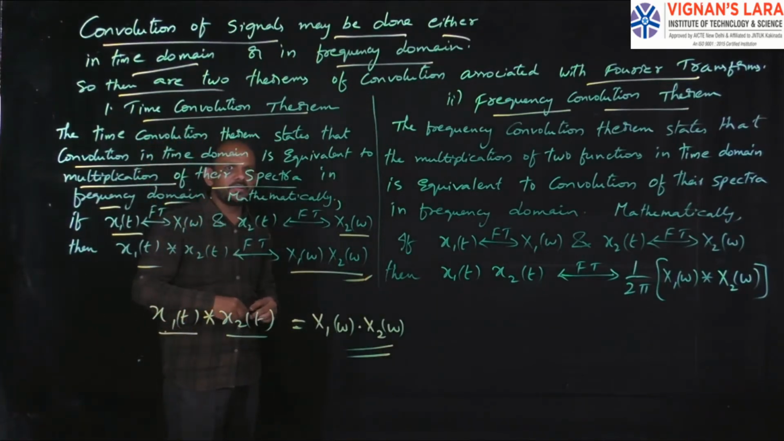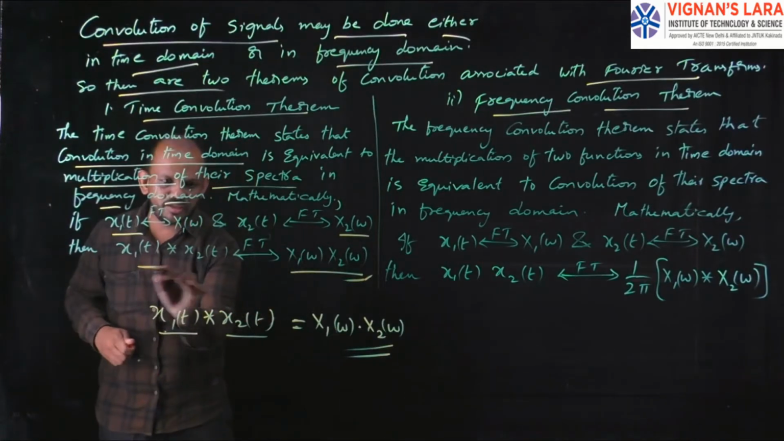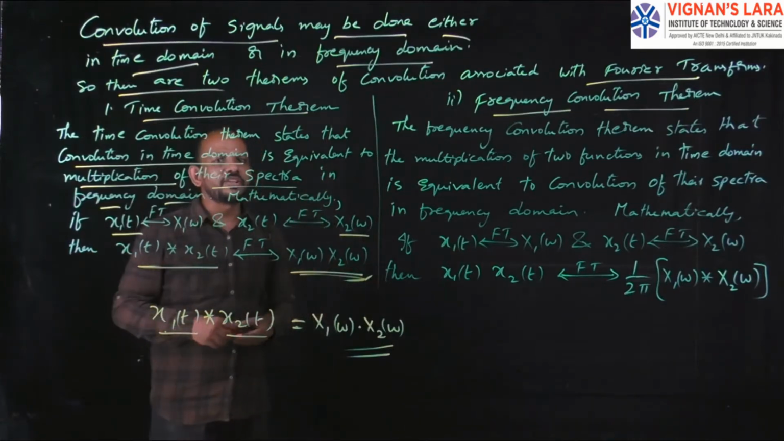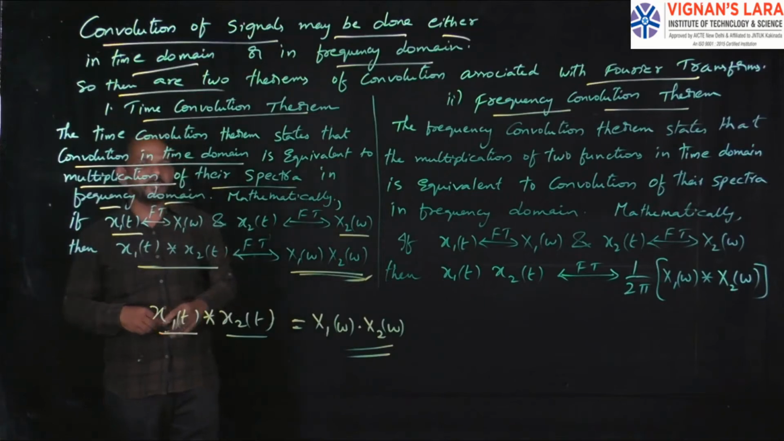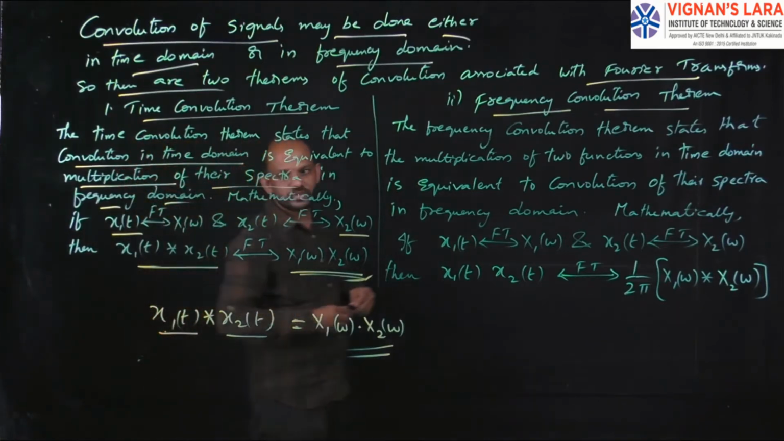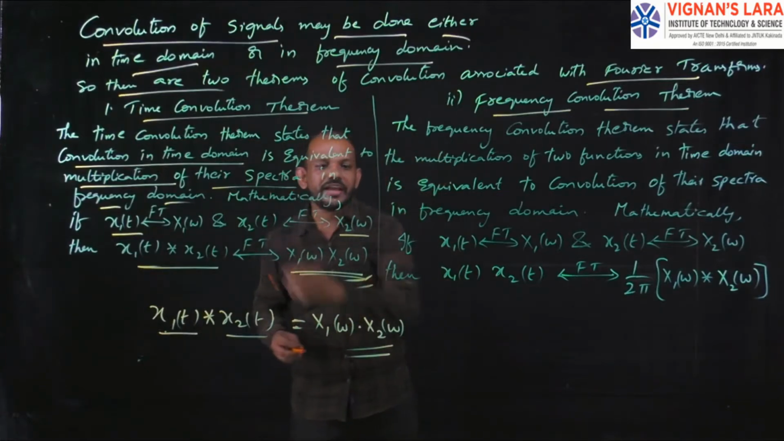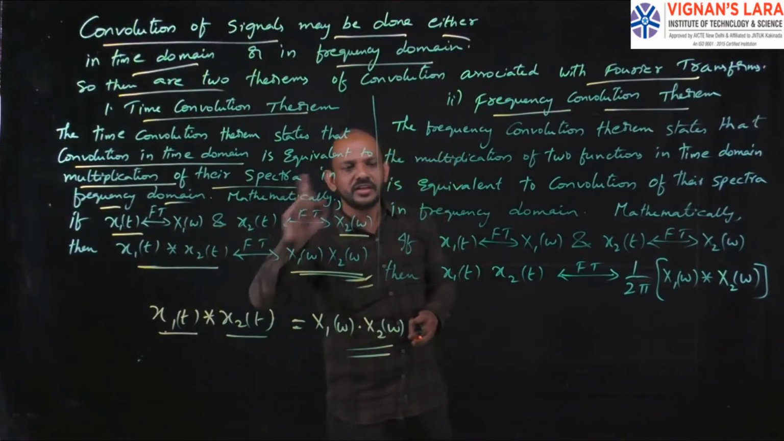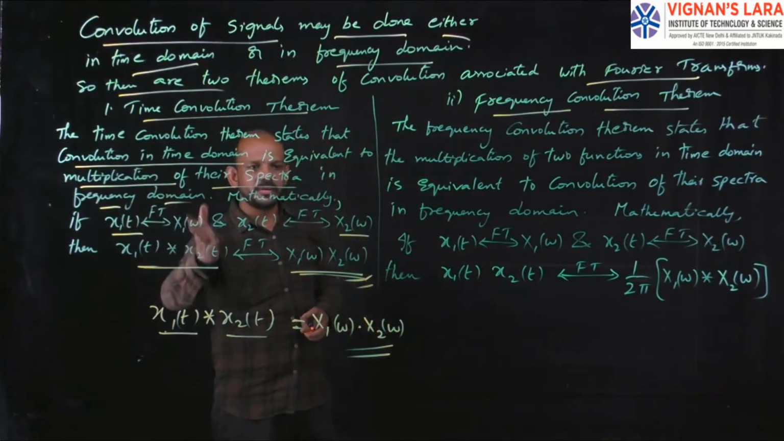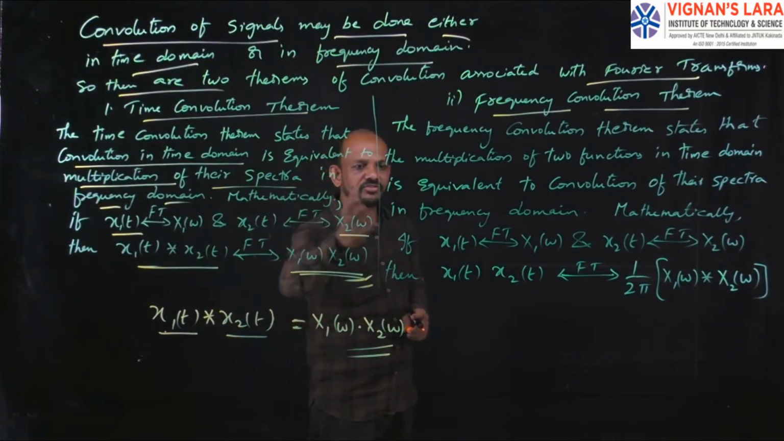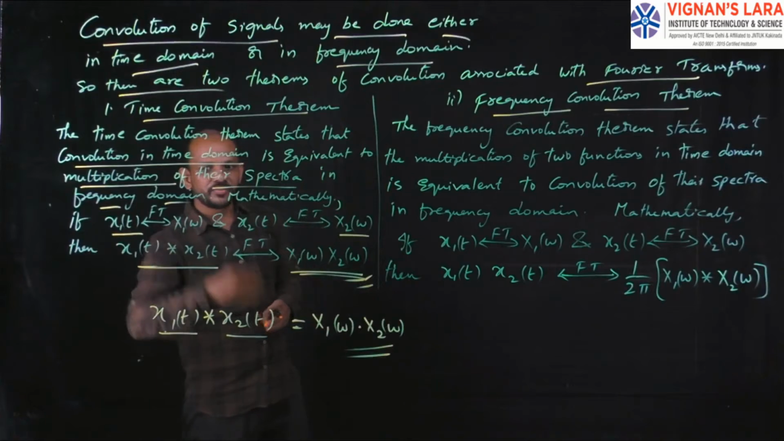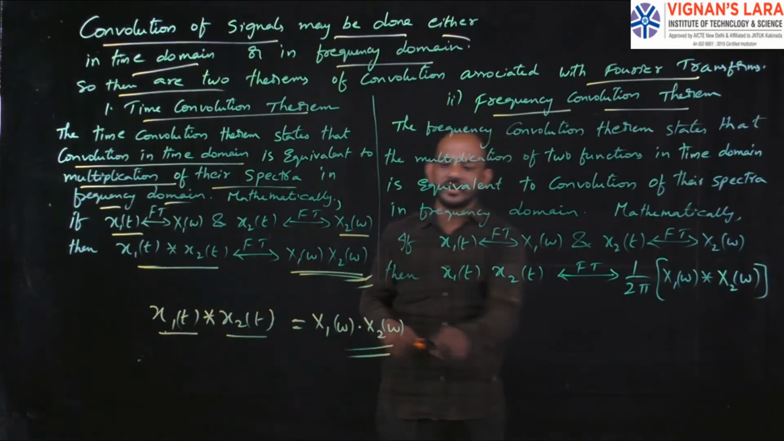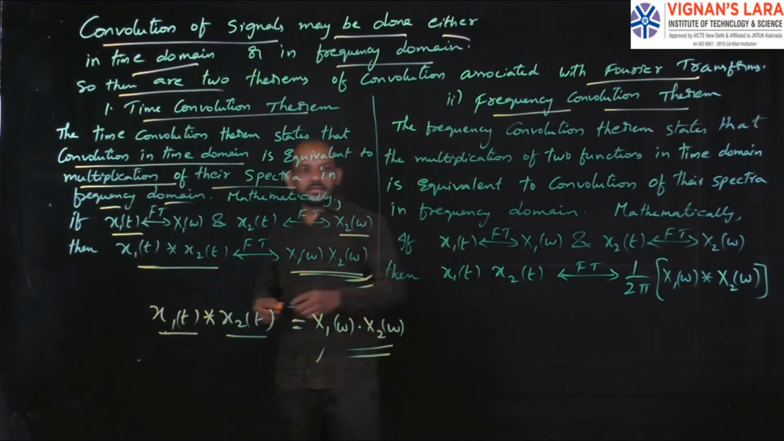Simple logic. The time convolution theorem states that the convolution in time domain, x1 of t convolution x2 of t, is equivalent to the multiplication of the respective spectra in frequency domain. Mathematically, you can write as x1 of t convolution x2 of t will have a Fourier transform X1 of omega into X2 of omega. Just for mathematical considerations, I have considered two signals, x1 of t and x2 of t, where x1 of t has a Fourier transform X1 of omega, and x2 of t has a Fourier transform X2 of omega. Then x1 of t convolution x2 of t will have a Fourier transform capital X1 of omega into capital X2 of omega. So this is nothing but a time convolution theorem.